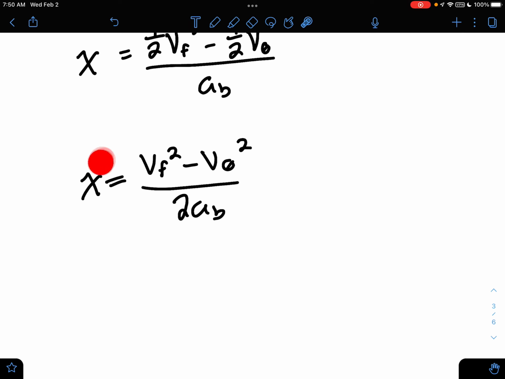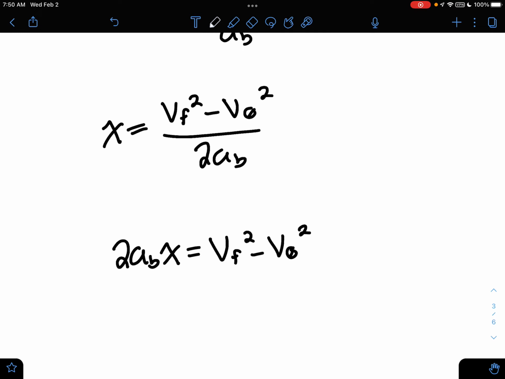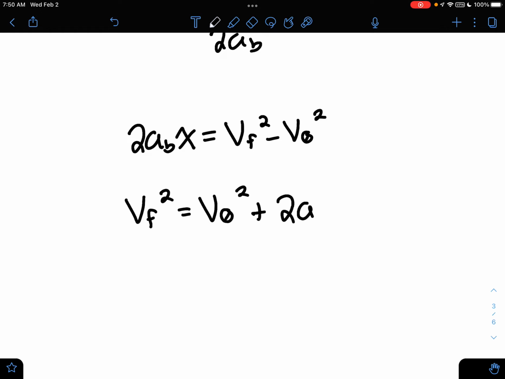And I know we solved for position, but I'm going to solve for our final velocity just real quick, because that's another way of looking at this equation, right? Just to get things out of the denominator. Okay, so I'm going to multiply both sides. So we're going to get 2 times acceleration times x equals v final squared minus v naught squared. I don't like that that's negative, so v final squared equals v naught squared plus 2 acceleration times x.